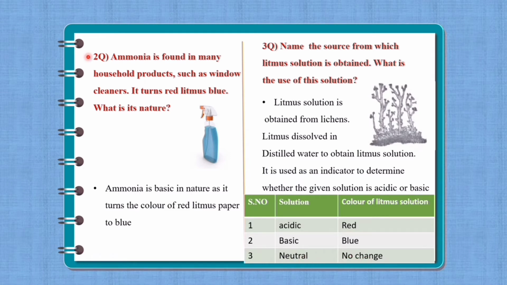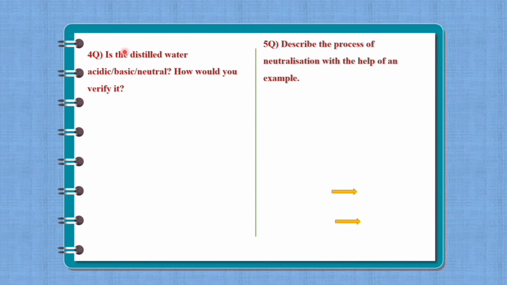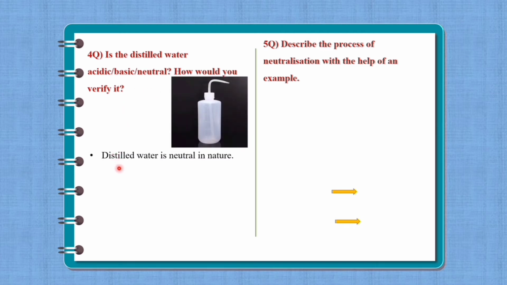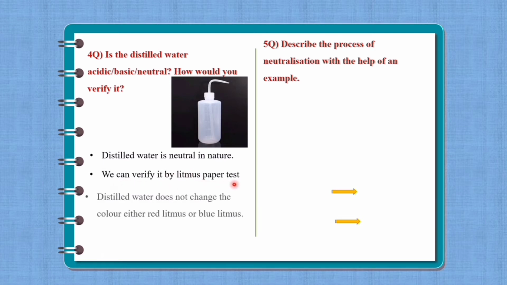Now let's move to next question. Is distilled water acidic, basic or neutral? How would you verify it? Distilled water is neutral in nature. We can verify it by using litmus paper test. Distilled water does not change the color either of red litmus or blue litmus. It means that when we add distilled water to red litmus paper or blue litmus paper, there will be no change in the color of the litmus paper. The litmus paper color remains as it is.